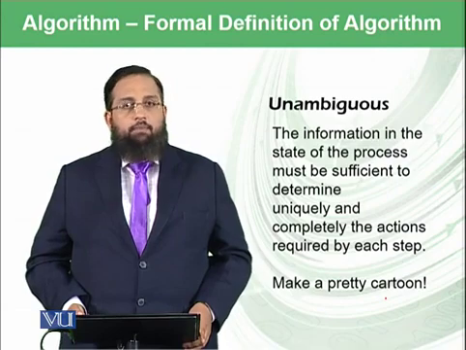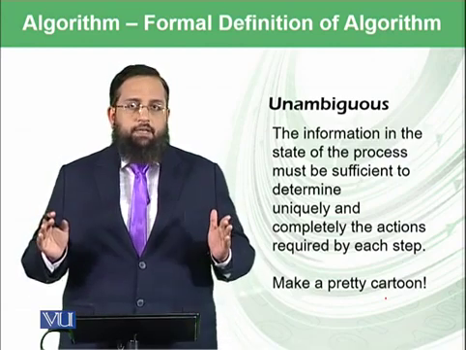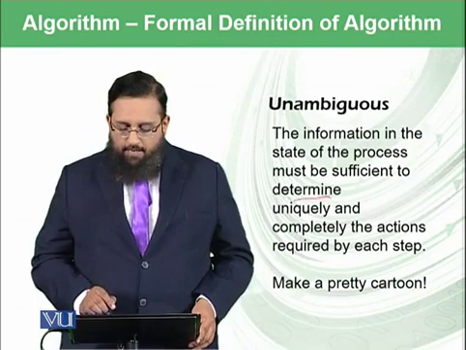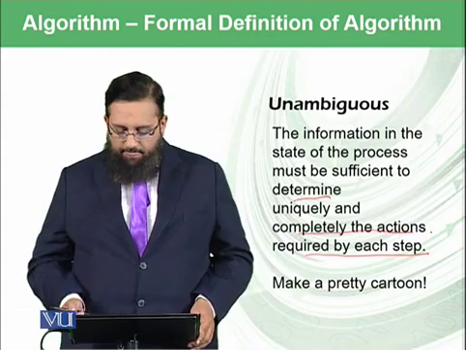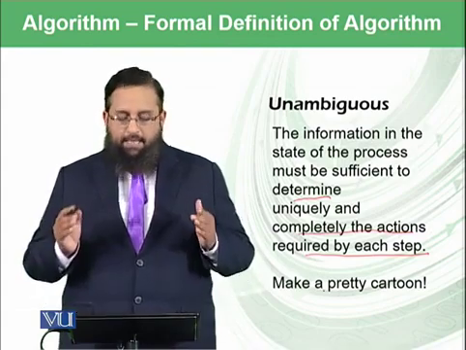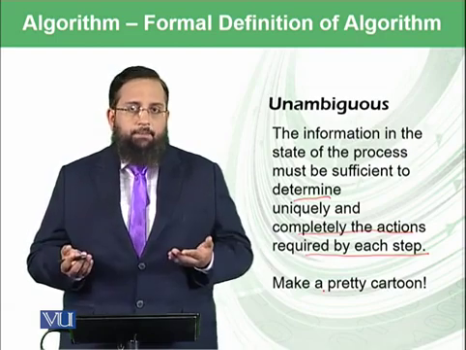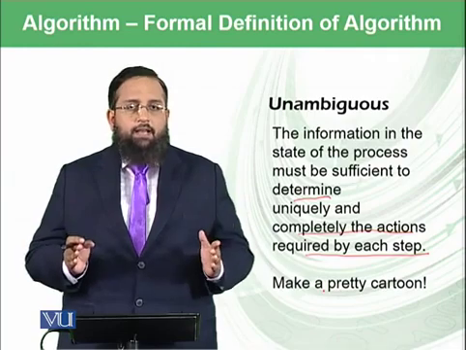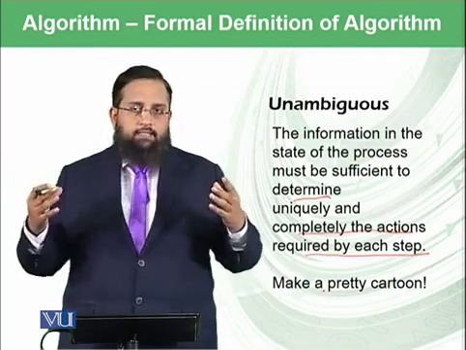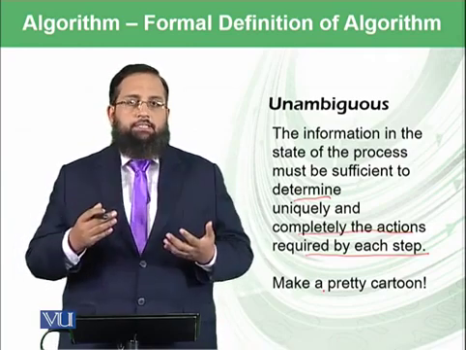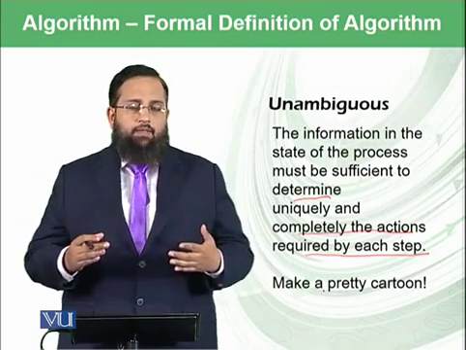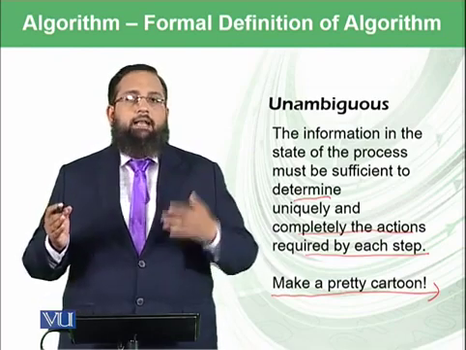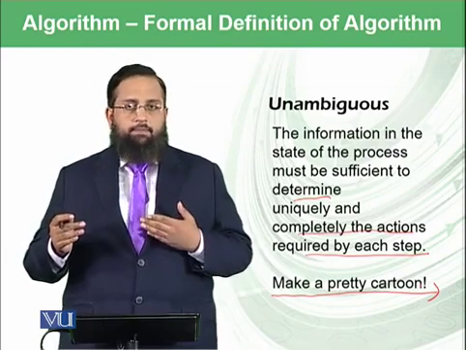Then the algorithm should be unambiguous. It should not have multiple meanings. The statement should not have multiple meanings. The information in the state of the process must be sufficient to determine uniquely and completely the actions required by each step. For example, I say make a pretty cartoon. So what is pretty? I need to explain that the pretty cartoon will have such a dimension, it will have 2 eyes, it will have such a face, it will wear such a cloth. All of these characteristics I need to define, then it will become an algorithm. So this statement is an ambiguous statement. Different people can take different meanings of the same statement.